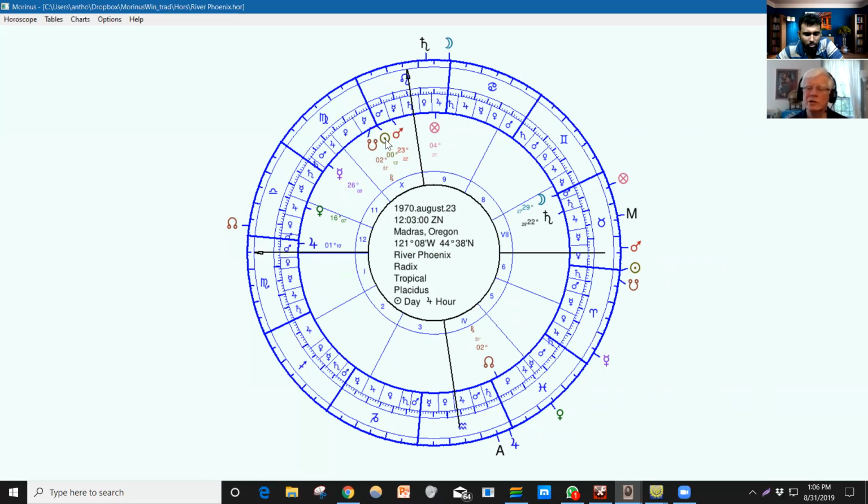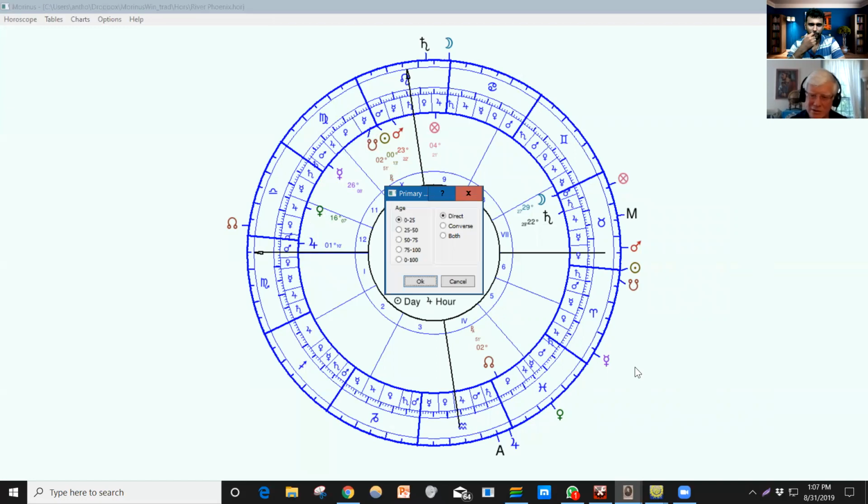So not only does the sun come to the midheaven when he's 16, but within a year, the sextile of Jupiter comes to the midheaven, and Jupiter is quite powerful because it's conjunct the ascendant. So he gets national fame here.